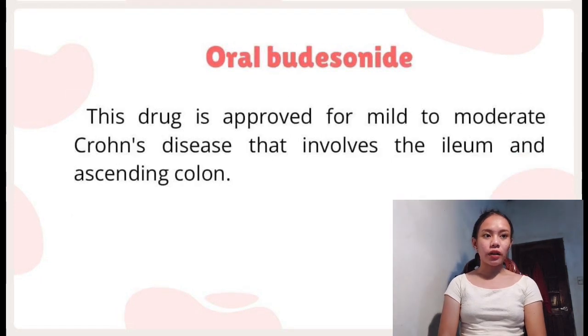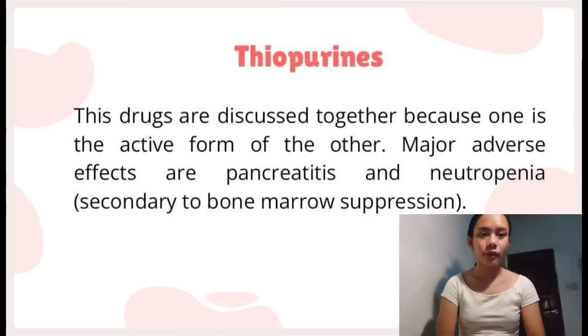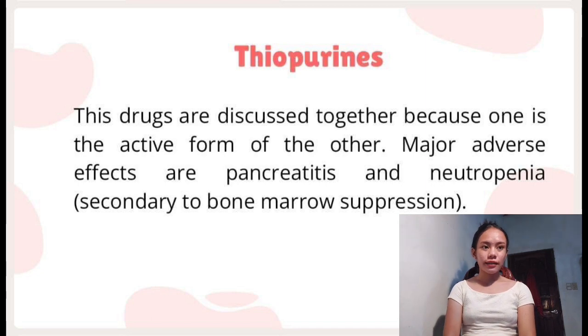Next drug is the oral budesonide. This drug is approved for mild to moderate Crohn's disease that involves the ileum and ascending colon. Immunosuppressants are used for long-term therapy of selected patients with ulcerative colitis and Crohn's disease. Clinical experience is greatest with azathioprine and mercaptopurine.